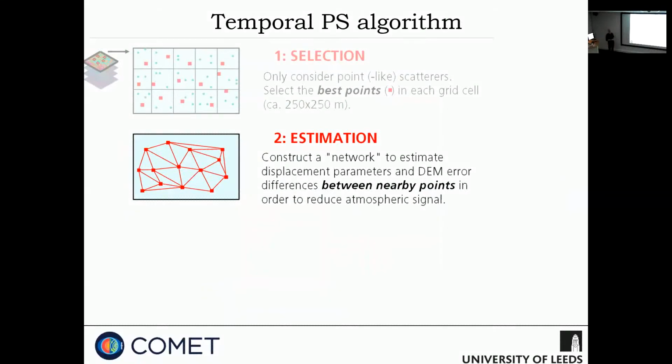So what you can do is pick out an initial network of points which have this low amplitude dispersion, which are likely to be stable. Make sure they're reasonably spatially distributed. You get a network like that, and then form these arcs or connections between neighboring points. The idea is to track the phase between neighboring points to reduce or almost eliminate atmosphere.